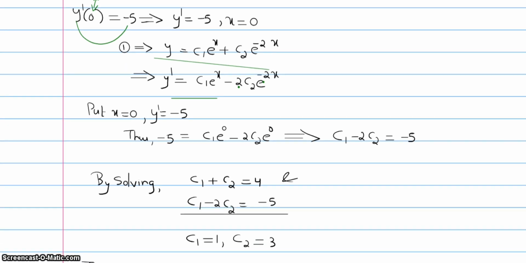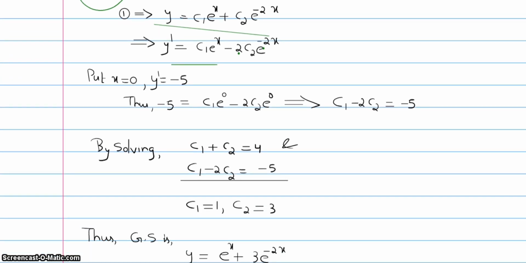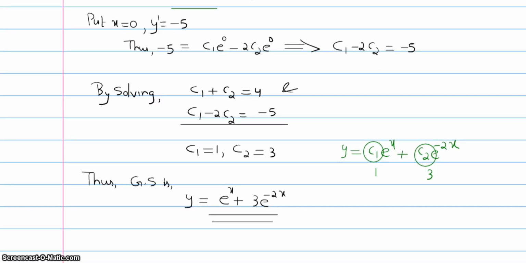So while solving the two equations c1 plus c2 equal to 4 and c1 minus 2 c2 equal to minus 5, we'll get the values of c1 and c2 like this. The value of c1 will be 1 and c2 will be 3. Now replace the values of c1 and c2 in this general solution format. The general solution is c1 e raised to x plus c2 e raised to minus 2x. So replace c1 as 1 and c2 as 3. So the solution of the given differential equation is y equal to e raised to x plus 3 e raised to minus 2x.